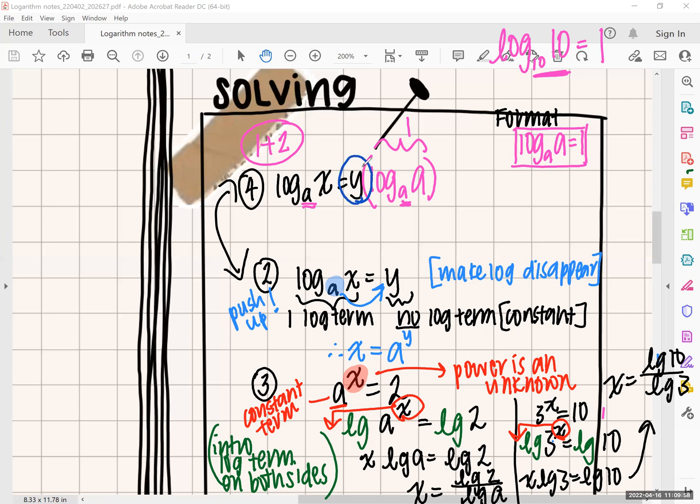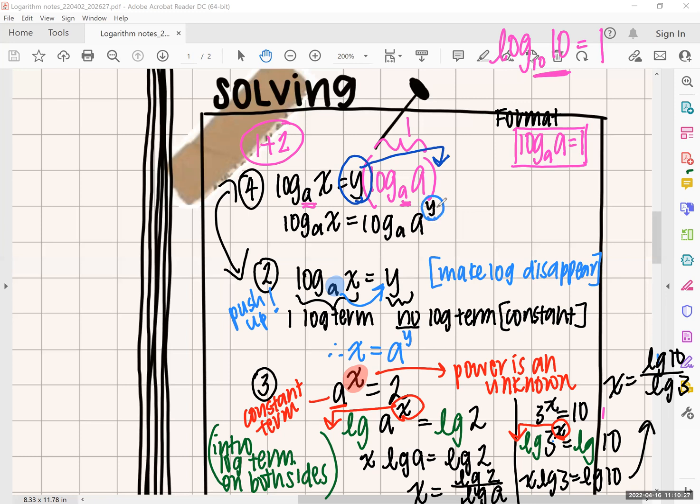This can actually be a power bring up. Remember we did power bring down and power bring up? So this can become a power bring up. So power bring up means I'll get log_A X is equal to log_A of A to the power of Y. Can you see that? Because the power went up. So this is in blue, I'll circle in blue.